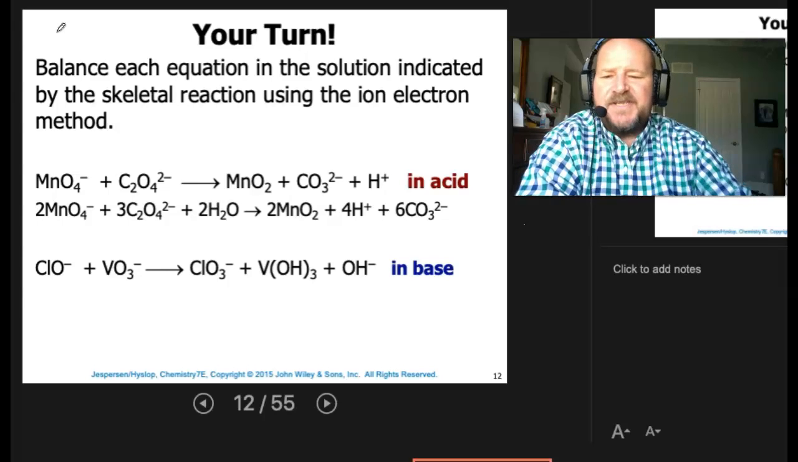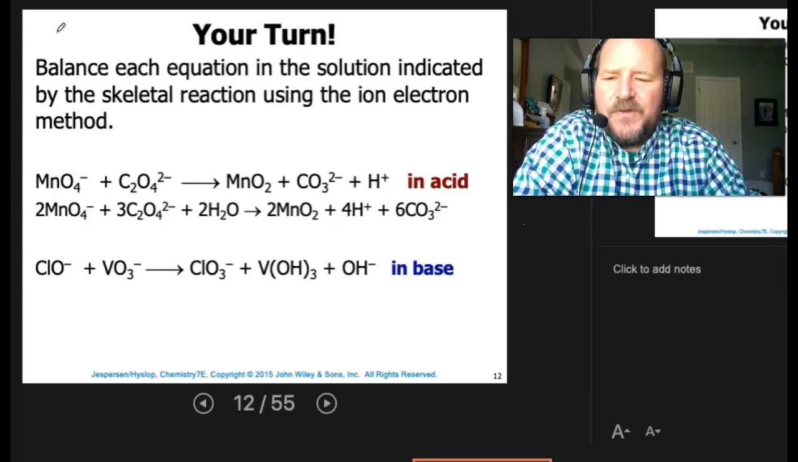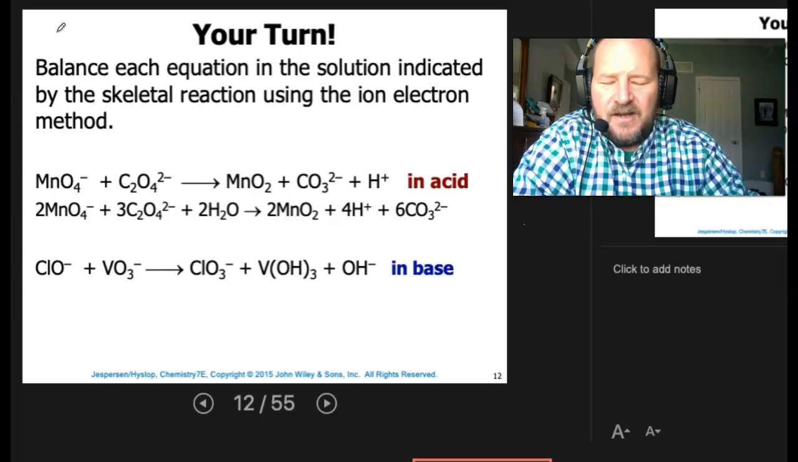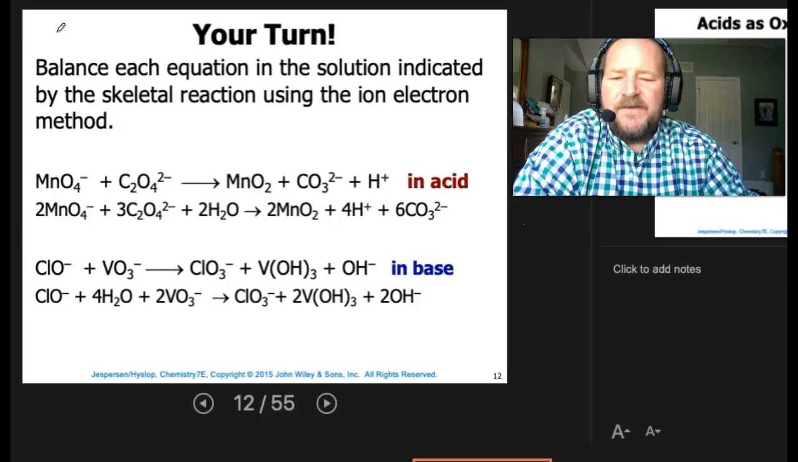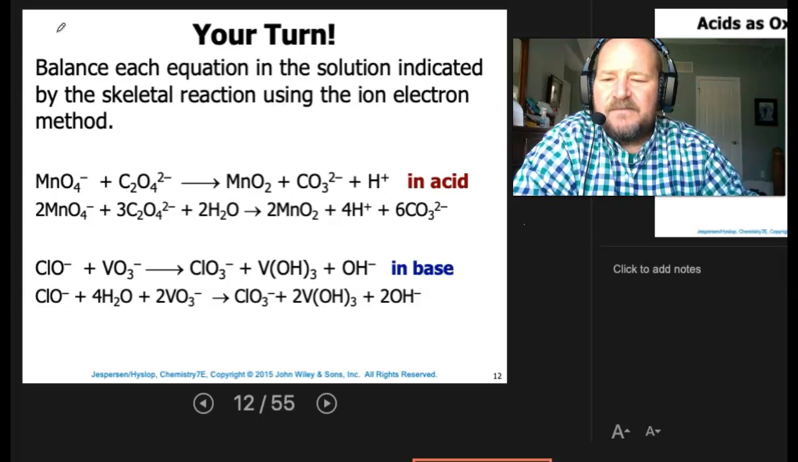Second one I want you to do is ClO minus plus VO3 minus. It's going to go to ClO3 minus plus the vanadium 3 hydroxide plus OH minus, and this time in base. And of course, your final answer will look like that.